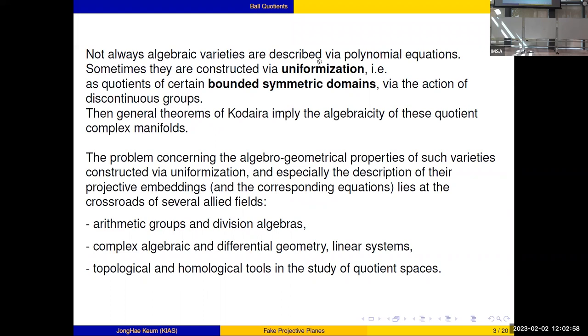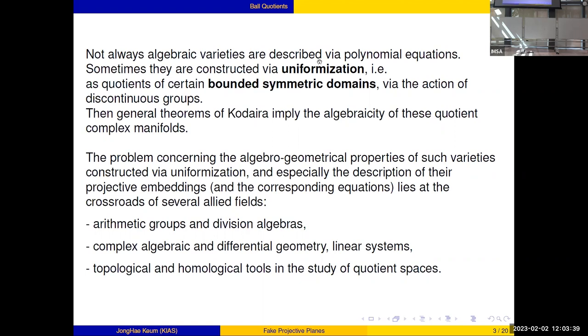Well, yeah, if I just repeat my abstract. Probably you didn't read it. Not all algebraic varieties are described by explicit equations. Sometimes they are constructed by uniformization, as quotients of a symmetric domain by the action of a discontinuous group. And then the Kodaira theorem implies algebraicity of this quotient complex manifold.